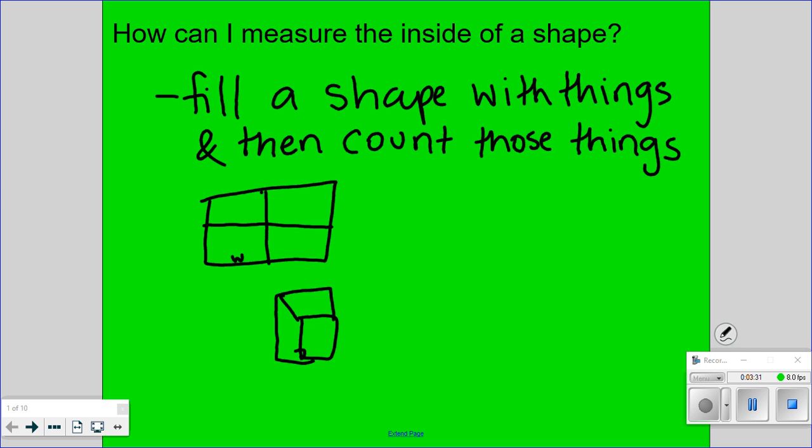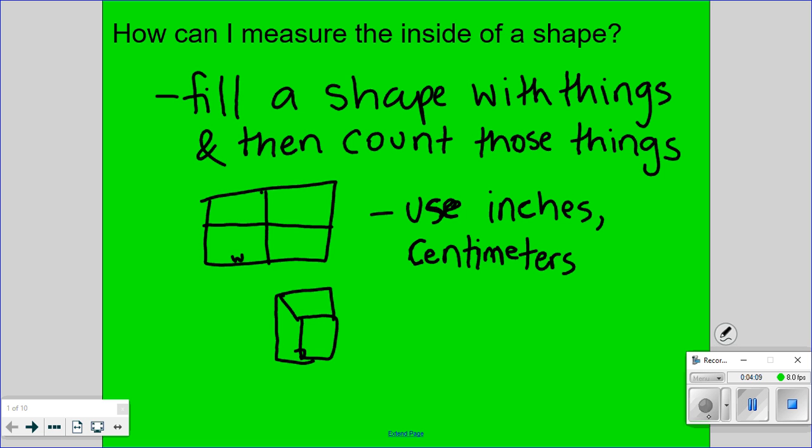But let's say I want to measure the top of my desk. I'm not talking about filling my desk. I just want to know about the top of it. Gwen, what do you think I could do? If you want to measure the top of your desk, you could measure in inches or centimeters. All right, so we're going to use things like inches. We might use things like centimeters. So we're talking about those measurement words you've seen before: inches, centimeters.